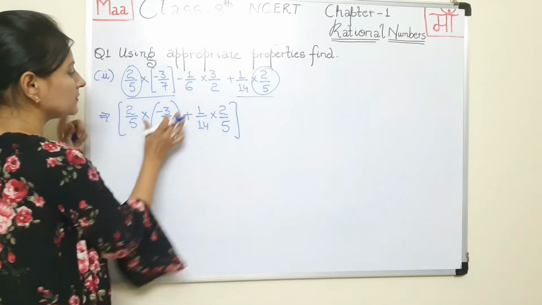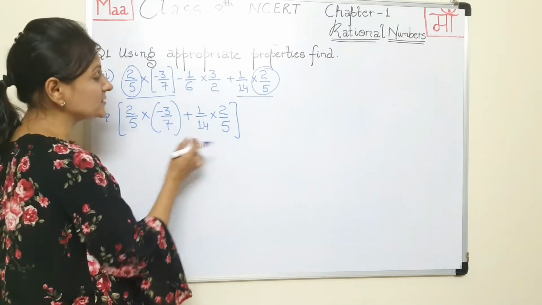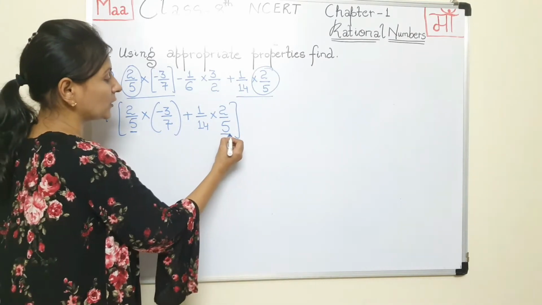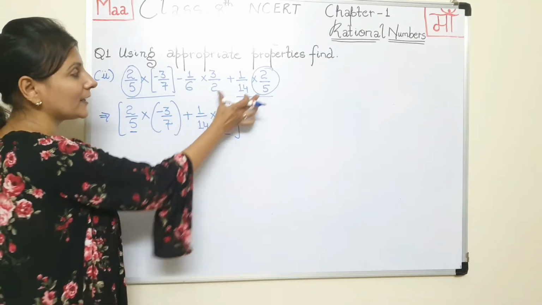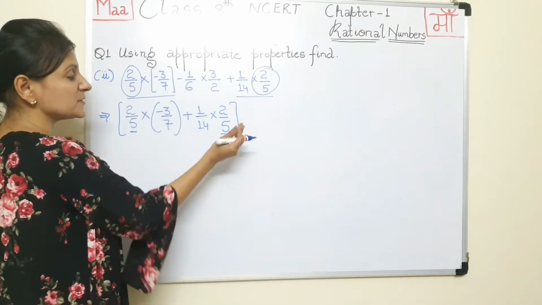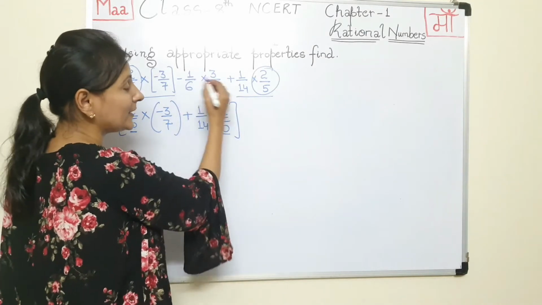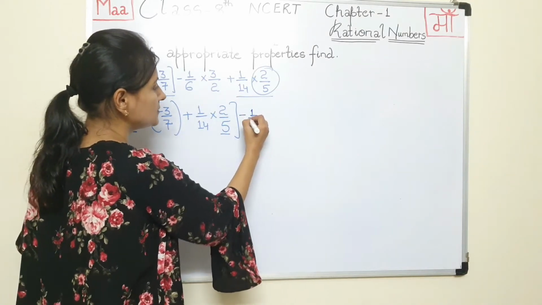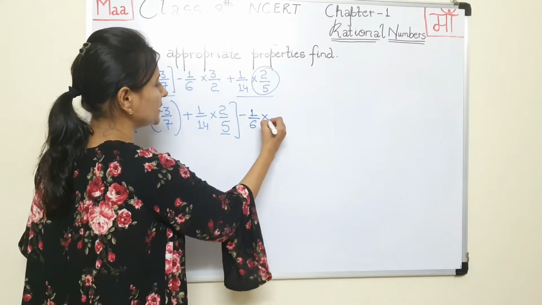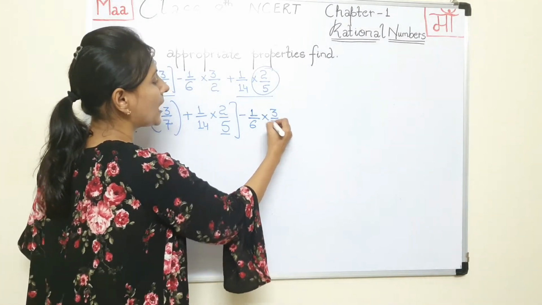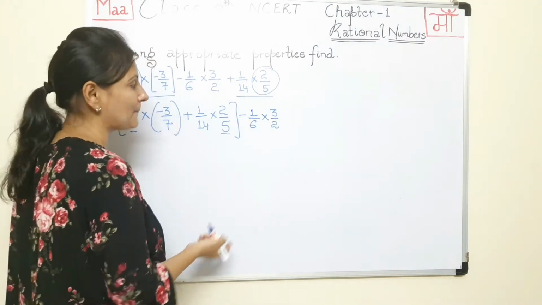So these four terms I have taken together because 2 upon 5 is common in these two terms and these two terms, so I have taken these four terms together first. Now the remaining terms will be written afterwards. So 1 upon 6 into 3 upon 2 will come outside the bracket separately.